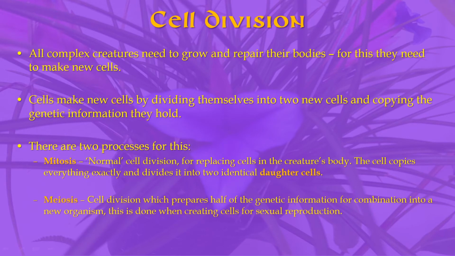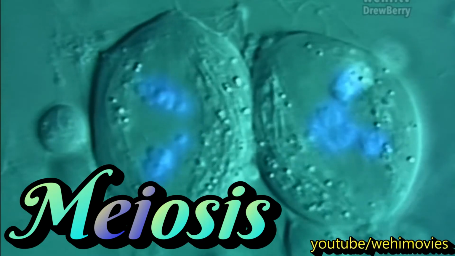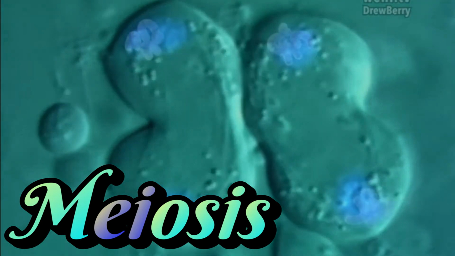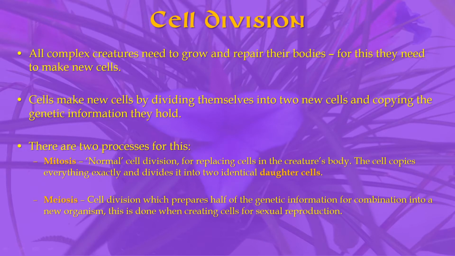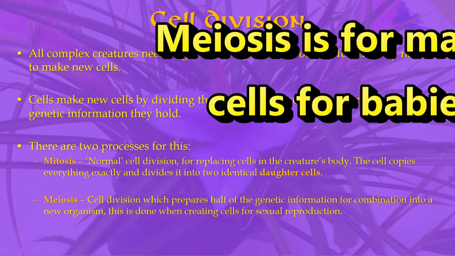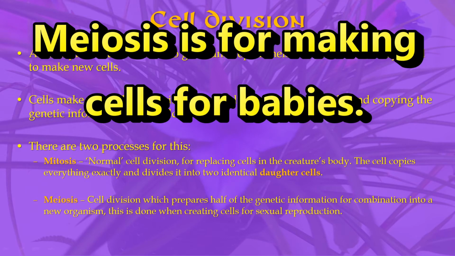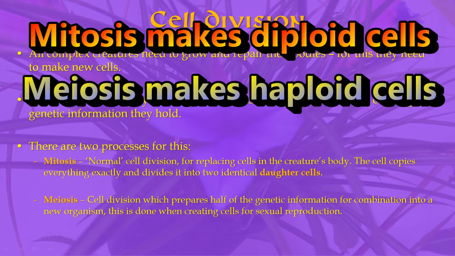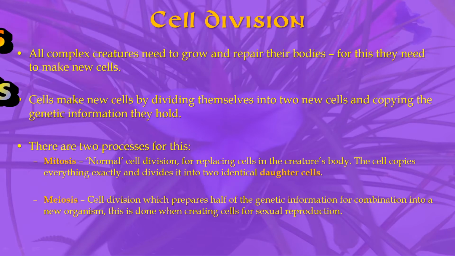The second type of cell division is meiosis, or meiosis. This prepares the genetic information for passing on to babies. It changes the information and makes new cells which have half the amount of genetic information. We can see then that mitosis creates diploid cells, but meiosis creates haploid cells. Both mitosis and meiosis are divided into phases, which we will talk about below.